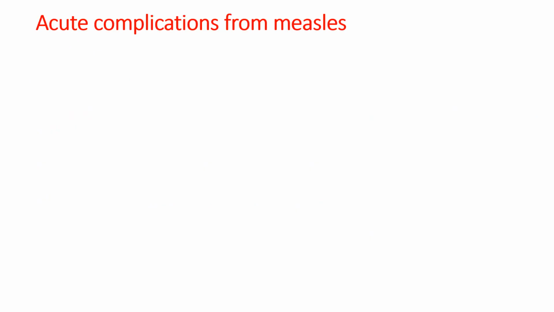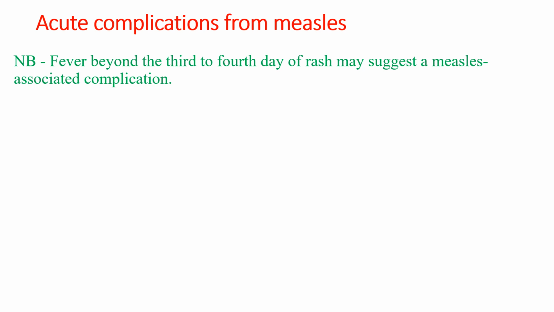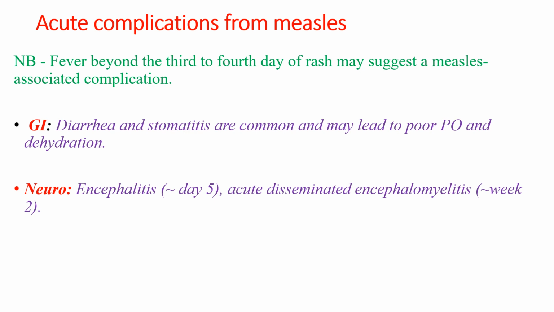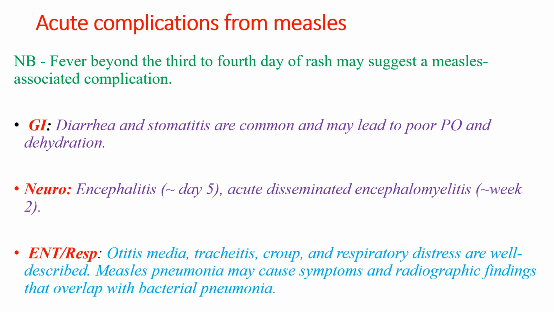Let's see acute complications from measles. If a fever persists beyond the 3rd or 4th day of rash, this may suggest a measles-associated complication. Complications can be GI. GI complications such as diarrhea and stomatitis are common, and this may lead to poor PO intake and dehydration, and vomiting also occurs sometimes. In the CNS, encephalitis occurs around day 5, and acute disseminated encephalomyelitis may occur around 2 weeks.